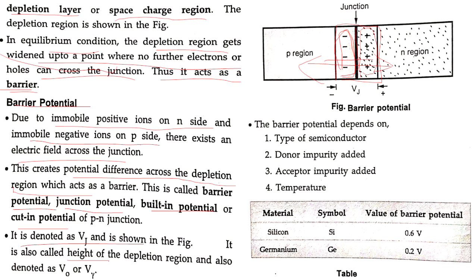It can also be called the height of the barrier, and it is denoted as V0 or V eta. So the width of the barrier is the width of the depletion region, and the electric field across this barrier gives the barrier potential. The barrier potential depends upon the type of the semiconductor, whether it is silicon or germanium, upon the donor impurities added, upon the acceptor impurities added, and upon the temperature, right? In general, for silicon the barrier potential is 0.6 V and for germanium it is 0.2 V, right?